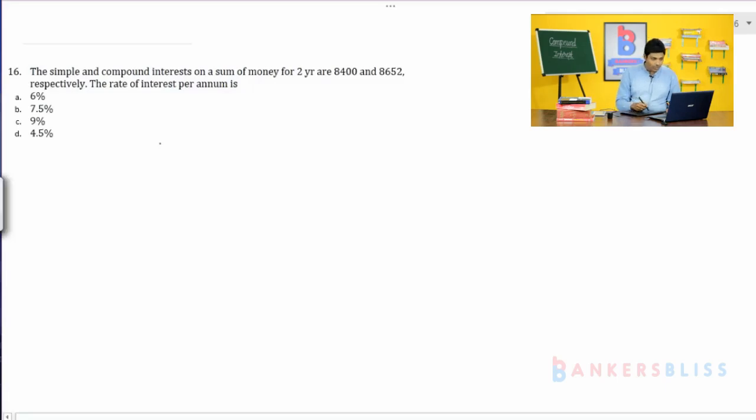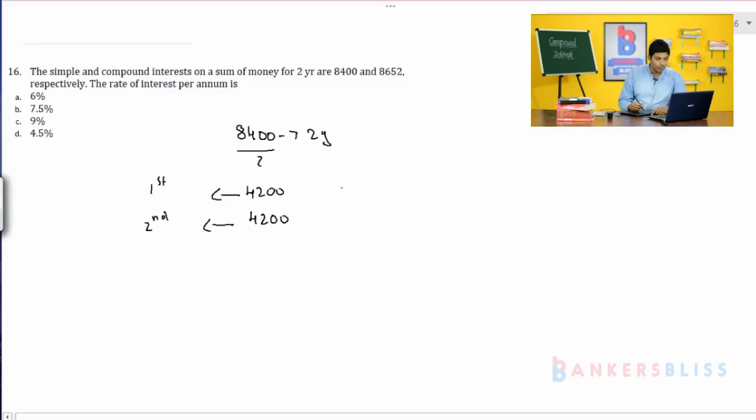Okay, so 8,400 for 2 years, then for 1 year means 4,200, second year 4,200. So this is the first year and this is the second year. Now the first year interest will be the same for simple interest and compound interest. So this is under SI. Under CI, yes, it is 4,200 only, because the first year interest amount will be the same.